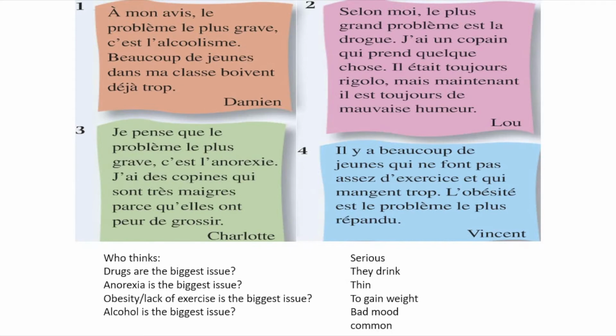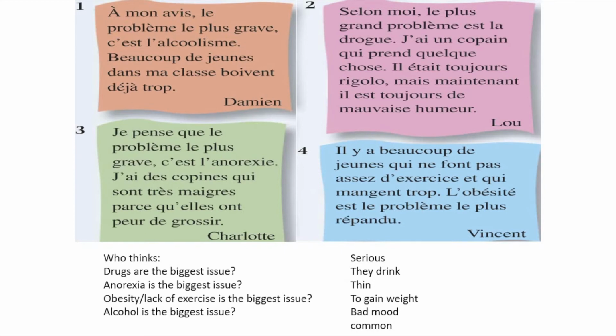À mon avis, in my opinion, le problème le plus grave, c'est l'alcoolisme. Beaucoup de gens dans ma classe boivent déjà trop, says Damien. Lou, selon moi, there's that again, look, we've had that a few times. Le plus grand problème est la drogue. J'ai un copain qui prend quelque chose, il était toujours rigolo, mais maintenant il est toujours de mauvaise humeur.